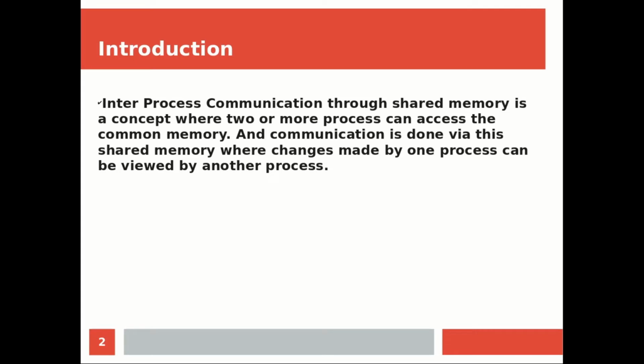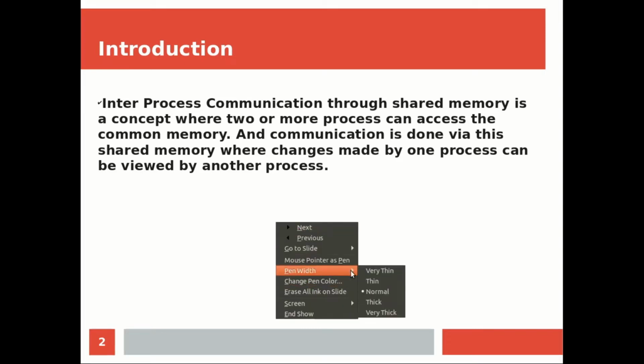Interprocess communication through shared memory is a concept where two or more processes can access a common memory. This is implemented by having a common memory, and this common memory will be accessed by both the processes which want to communicate. Communication is done via the shared memory, where changes made by one process can be viewed by the other process.